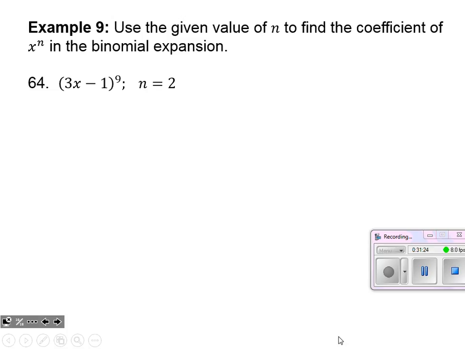Next example. Use the given value of n to find the coefficient x to the n in the binomial expansion. All right, so what we've got is we've got this huge binomial expansion, right? I'm going to have something x to the 9th plus something x to the 8th, something x to the 7th, so on, so on, so on. We want to find out what the coefficient will be on our term that has x to the 2nd. So we're going to have something x to the 2nd. We want to know what is that number.